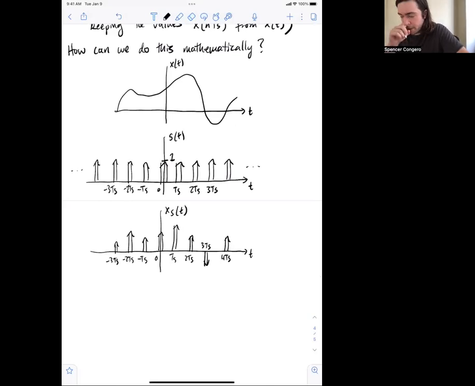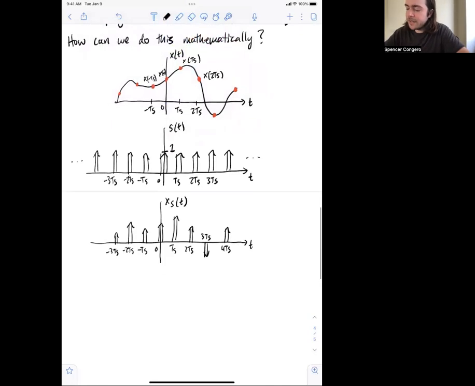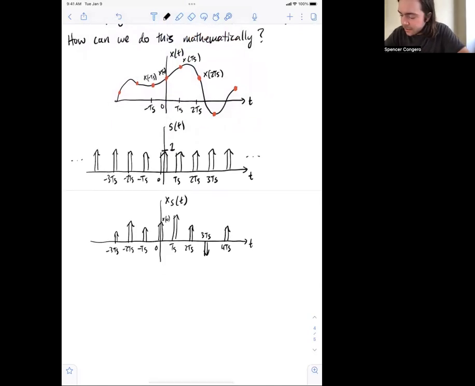Okay, and their heights are going to be the values of x of t at those locations. So we're going to be picking out these values of x of t, which we can see have values like x of 0. This is t sub s. This is going to be x of t sub s. This is x of 2t sub s, and so on. This is x of negative t sub s. We're going to pick out all those values and use those to scale these delta functions.